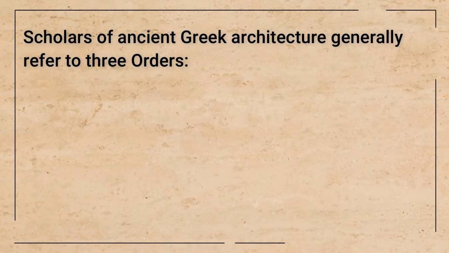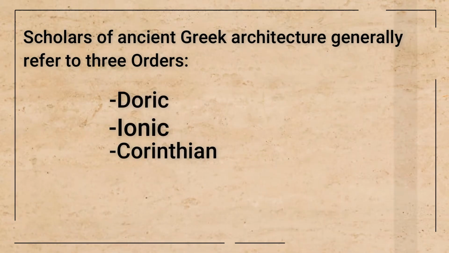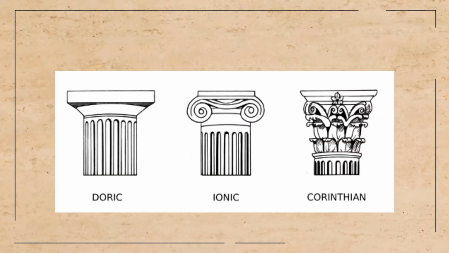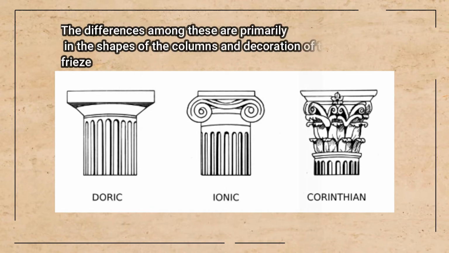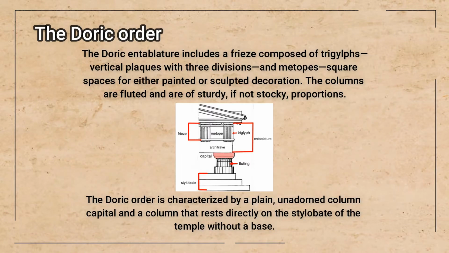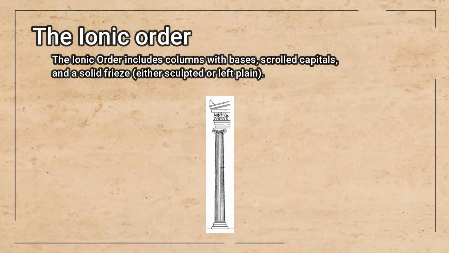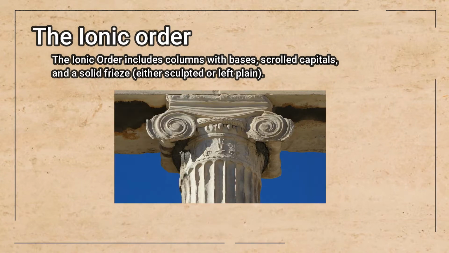Scholars of ancient Greek architecture generally refer to three orders: Doric, Ionic, and Corinthian. The differences among these are primarily in the shapes of the columns and decoration of the frieze. The Doric order features columns with no base and a simple capital, and a frieze characterized by alternating triglyphs and metopes. The Ionic order includes columns with bases, scrolled capitals, and a solid frieze, either sculpted or left plain.